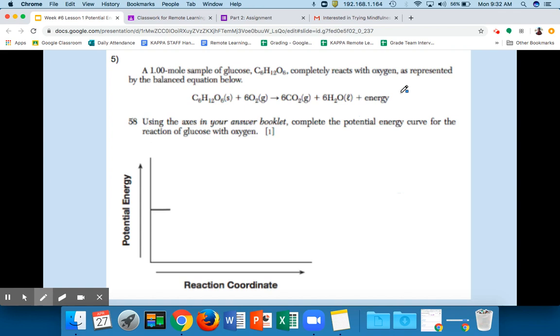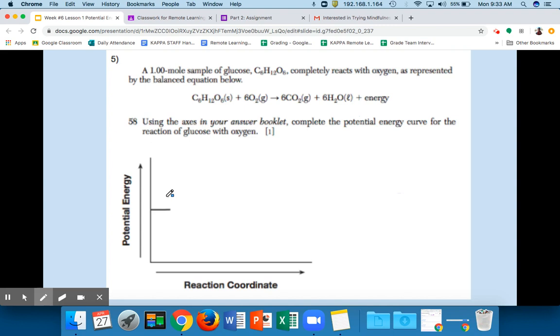This is the reaction for cellular respiration, where your body takes oxygen, right? When you take a nice deep breath, and then it reacts with the glucose to create energy and the byproduct, carbon dioxide, which is what you exhale. Throwing it back to the living environment. All right, so this question's asking, using the axes in your answer booklet, that's the axes right here, complete the potential energy curve for the reaction of glucose with oxygen.